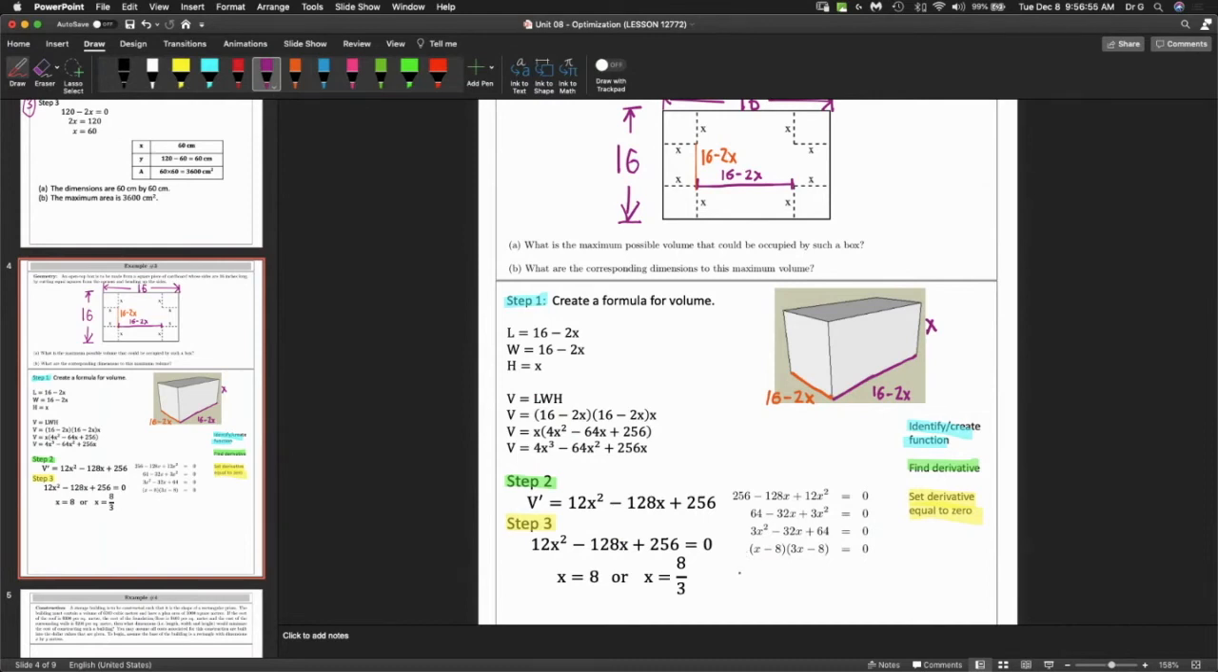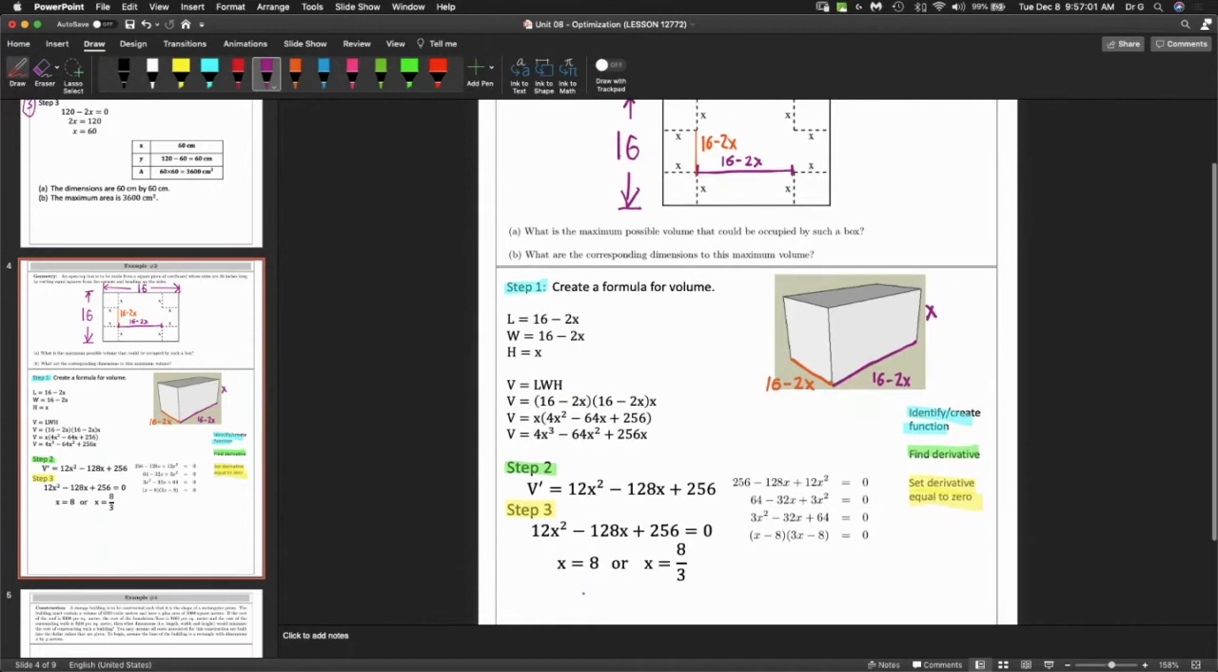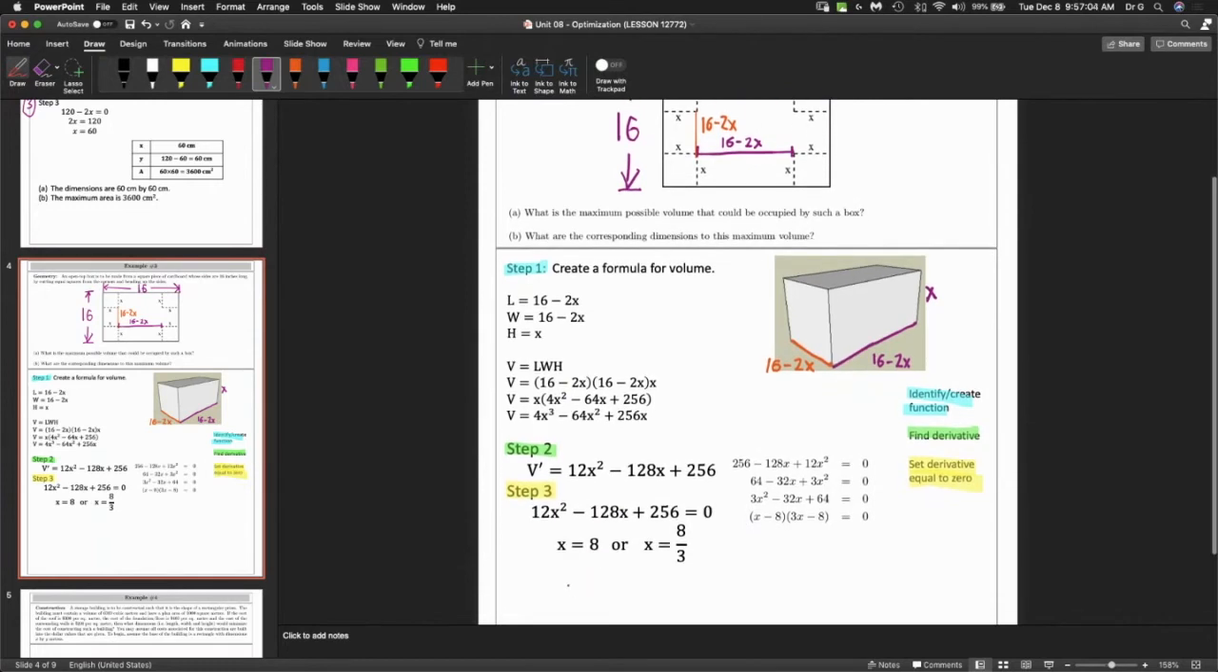So anyway, step 3, there you go, okay? Anyway, which one of these answers should we throw away? We gotta throw one of these away. It's inadmissible.